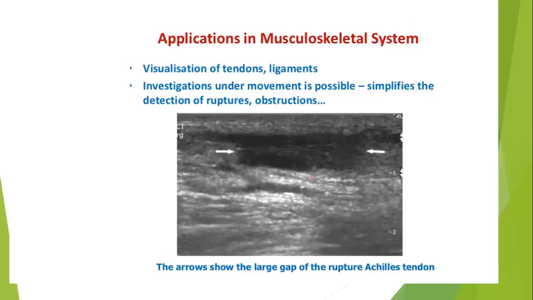Some applications in the musculoskeletal system. It is the visualization of tendons, ligaments, investigations under movement if possible, and it simplifies the detection of ruptures and obstructions. Here we have an image, and the arrows show the large gap of rupture of Achilles tendon.